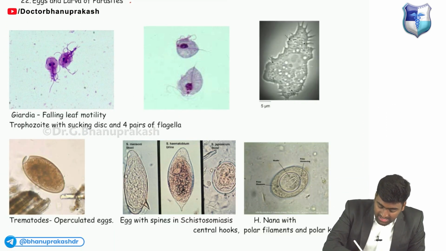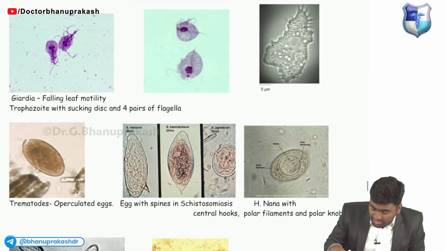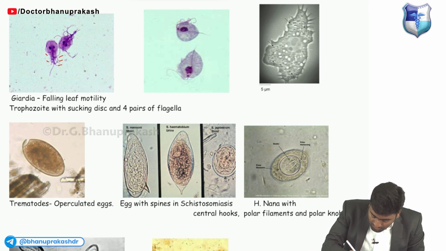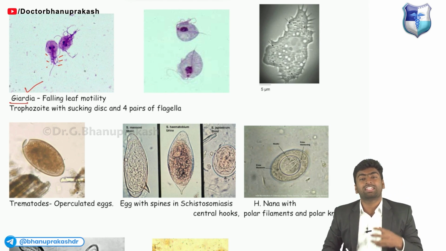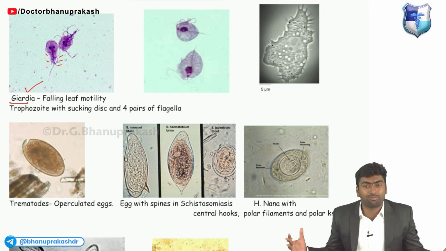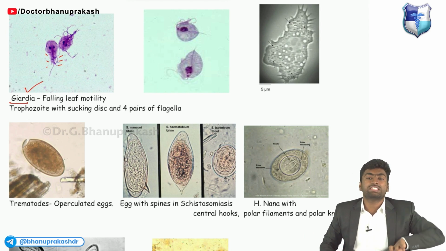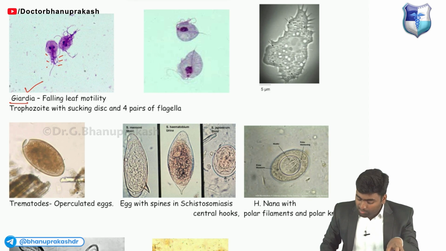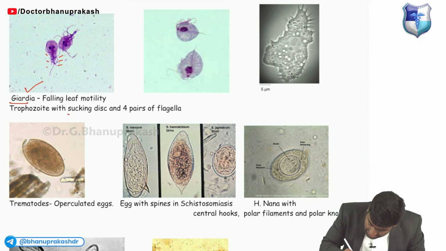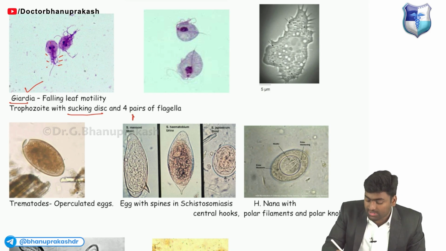Fine. And next, if you see eggs and larva, if you see this type of egg having 4 flagella, what is it? It is Giardia. And remember, Giardia has falling leaf motility, and it has a sucking disc here, with 4 pairs of flagella.